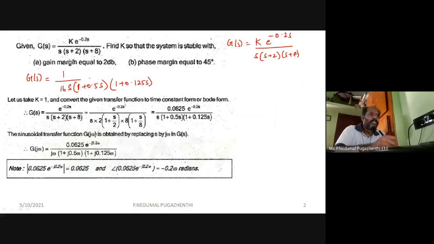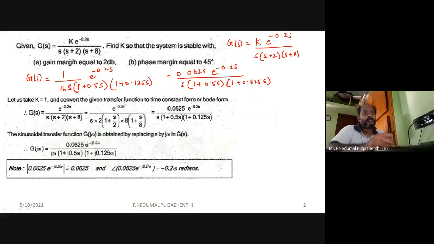With the delay factor there and 1 by 16, it is going to be 0.0625 e power minus 0.2 s divided by s into (1 plus 0.5 s) and (1 plus 0.125 s). Now it is in time constant form. And I should know that if I replace this with the sinusoidal transfer function, with s equal to j omega, how this factor will be considered, and where you have to give importance to this factor.